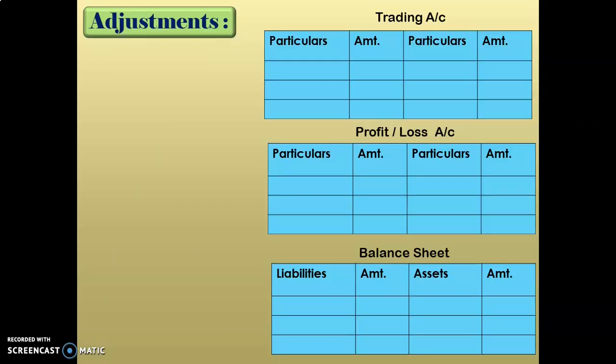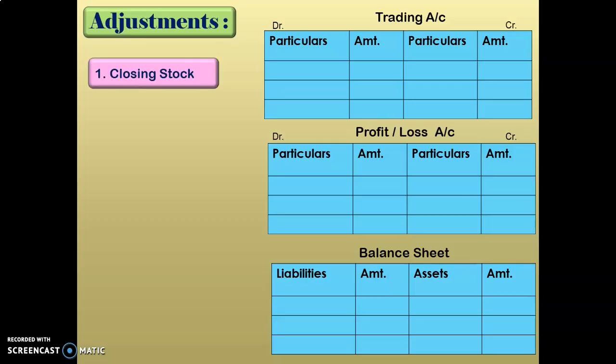As you know, the left hand side of trading account is a debit side and the right hand side is a credit. Same in the case of profit and loss account. But in case of balance sheet, the debit effect will be shown on the asset side and the credit effect on the liability side. Now we see the effects of some adjustments.